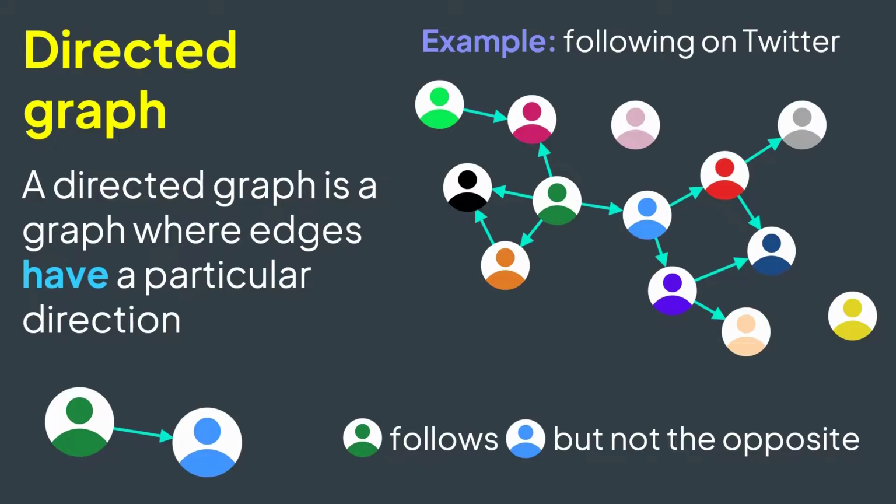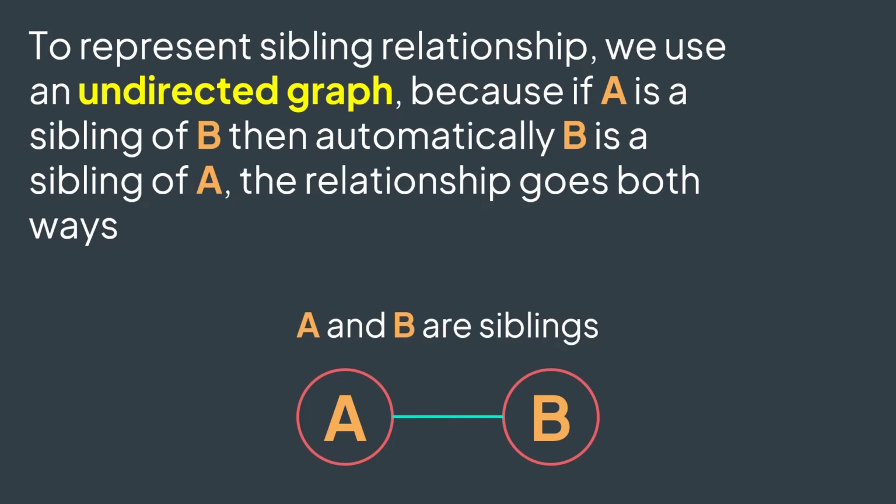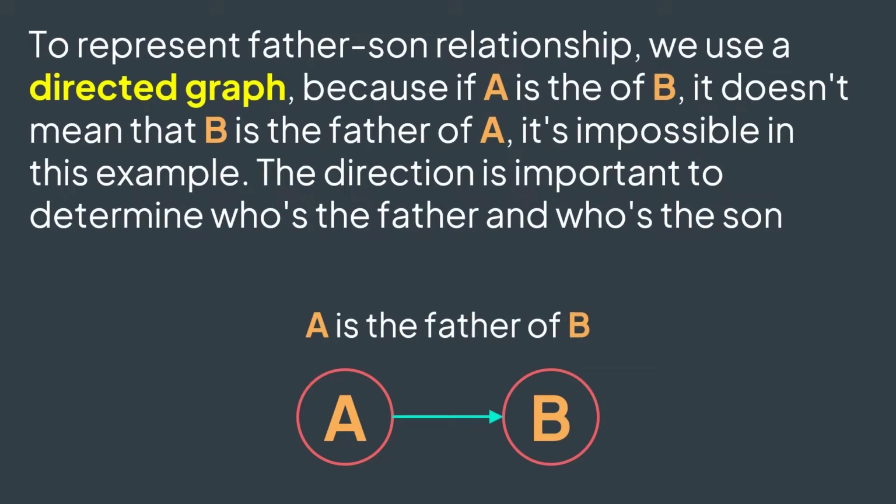Another quick example to better understand the two types, we can mention family relationships. For example, if we have a graph where an edge represents sibling relationship, then we use an undirected graph, because if A is a sibling of B, then B is also a sibling of A. It's a two-way relationship. But if we have a graph where an edge represents father-son relationship, we use a directed graph, because it's a one-way relationship. If A is the father of B, it doesn't mean that B is the father of A. It's even impossible in this example.